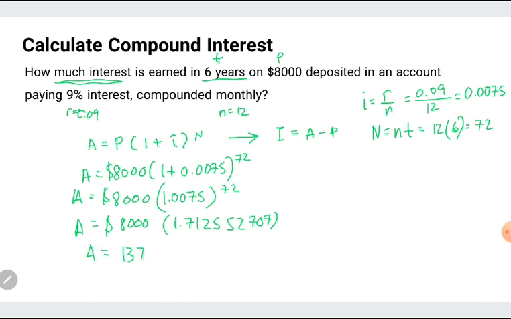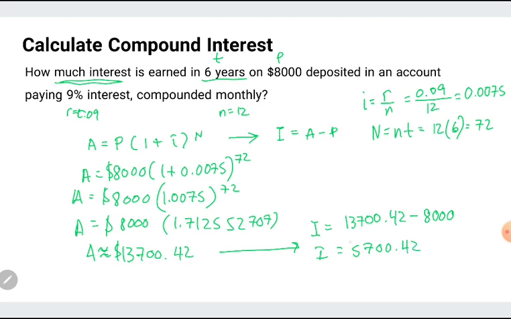Future value is 13,700.42. Now this is just an approximation since I rounded up to 2 decimal places. This is not yet my final answer. I'm looking for interest. So my A is 13,700.42. Subtract that by 8,000. My interest will be 5,700.42.